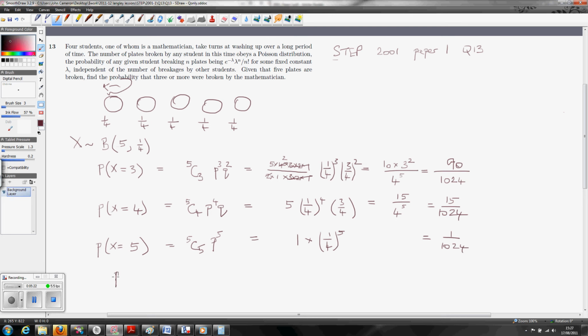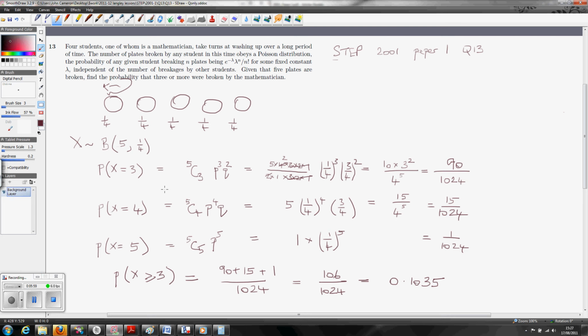So taking that all together, the probability that x is greater than or equal to 3 is equal to the sum of these, which is 90 plus 15 plus 1 all over 1024, which is 106 over 1024. Maybe that could cancel slightly, but as a decimal it's 0.1035. I did this before and looked at it on my calculator. So that's the first way of doing it, and that's by far the easiest.